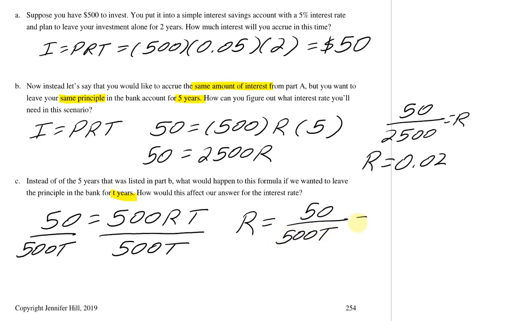And can I simplify that anymore? Well, I can. So this is 1 over 10t. So now this would actually be the interest rate for your r. And the idea behind this is actually what we're going to be doing in this section.